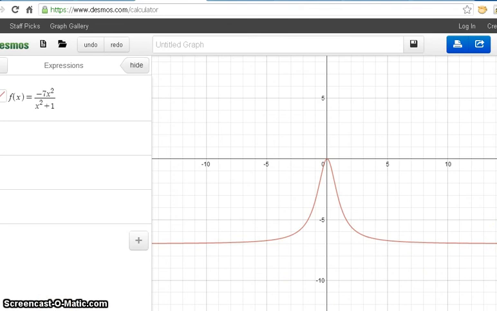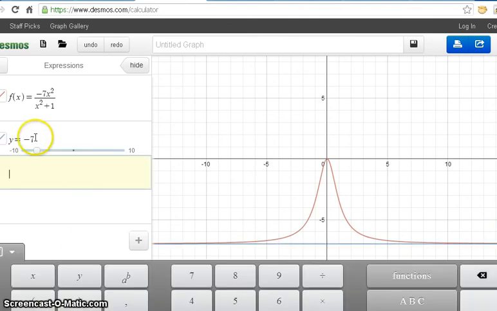That's what makes it an asymptote. So in this case, we do have a horizontal asymptote at y equals -7, but we don't have any other horizontal asymptotes, and we don't have any other vertical asymptotes. So in this case, this rational function only has a horizontal asymptote.